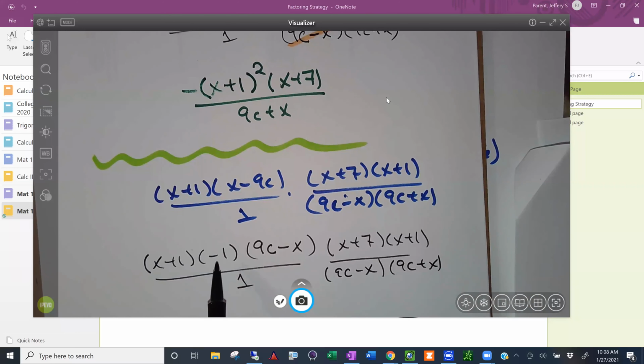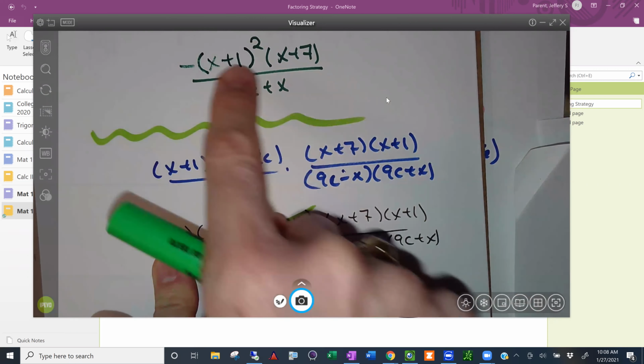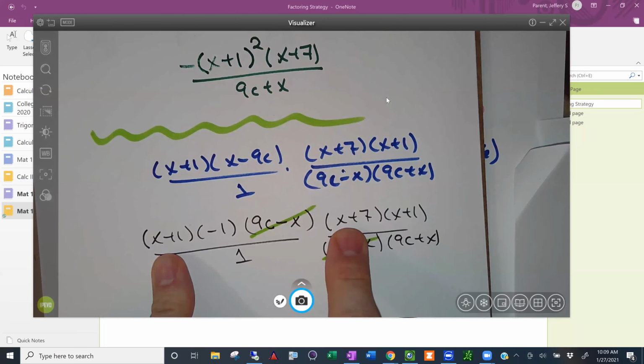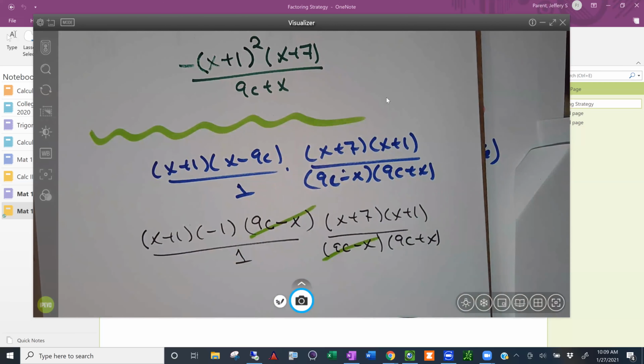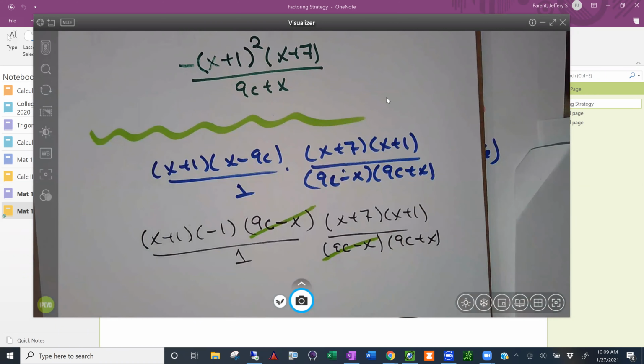And the rest of this is going to stay the same. But if you check it, -1 times 9c gives me -9c. -1 times -x gives me +x. So now I can do my cancellation like I did before. Those two terms disappear. And like before, I've got an x plus 1 and x plus 1. That gives me my x plus 1 squared. I've got this term still, but I've got my negative out in front. So it depends on what's in your comfort zone as to what you're going to do in terms of taking care of that factor of -1. But one way or another, do look for that.